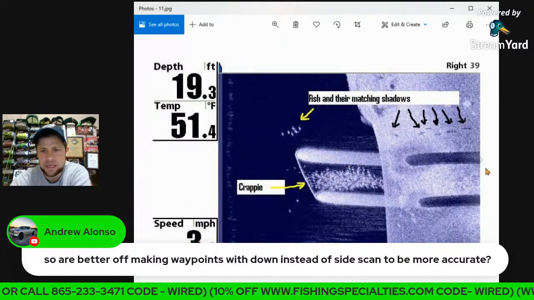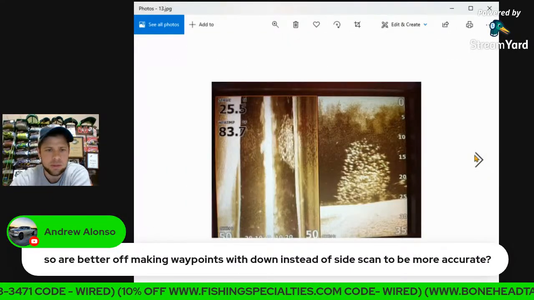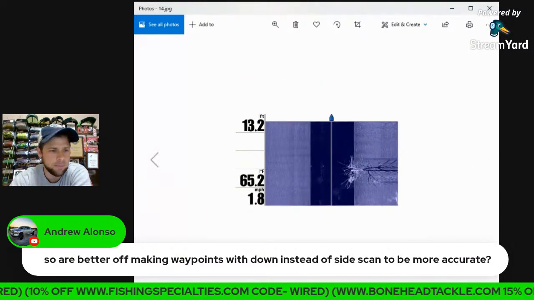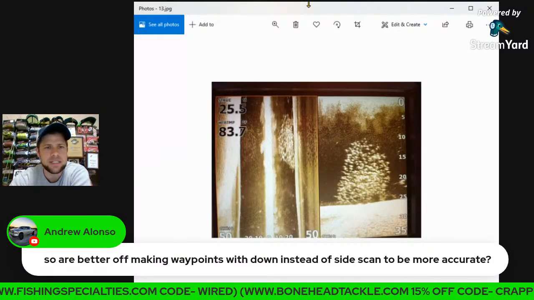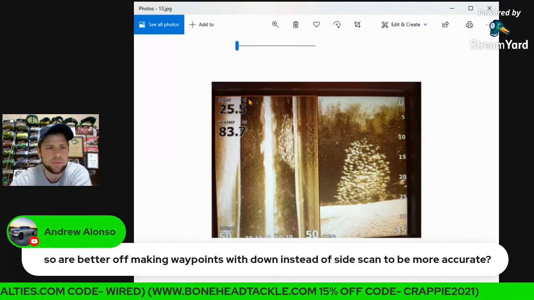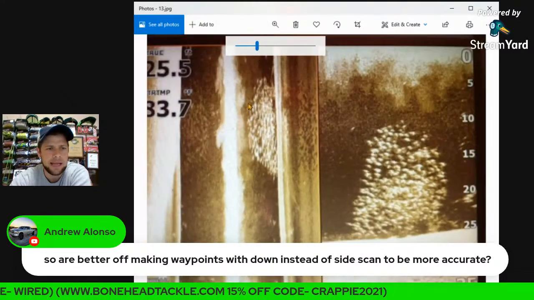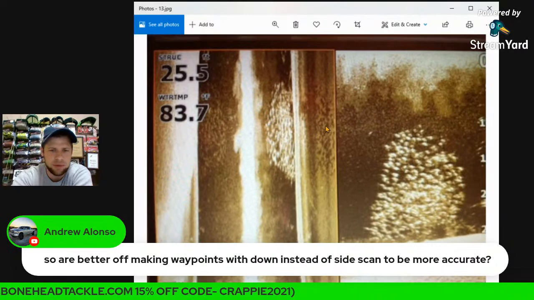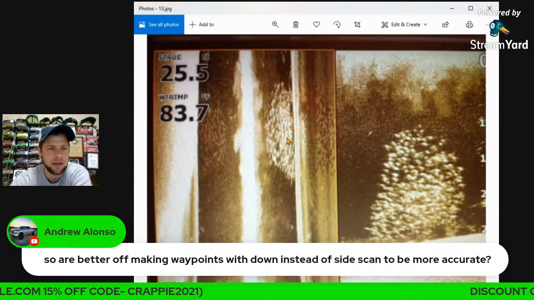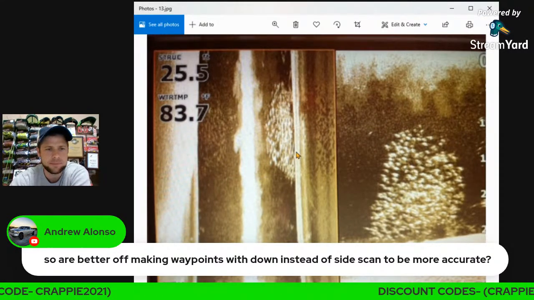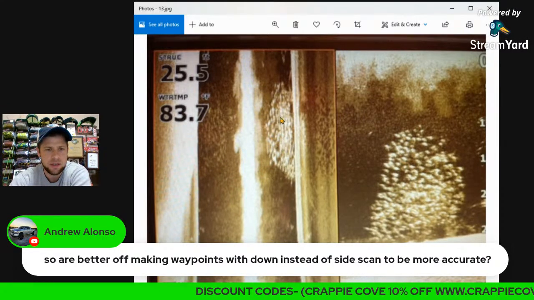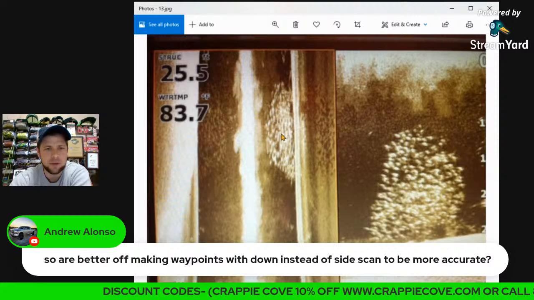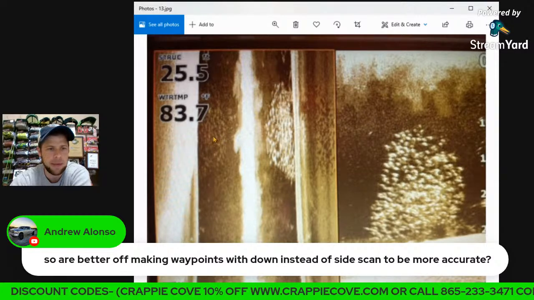Let me find an image that I can use. So here we go. If I'm looking at my side imaging, Andrew, and I see this image, forget the down imaging on this side over here, okay? See this side image right here? See how this group of fish is brighter off to the right-hand side than it is on my left-hand side?